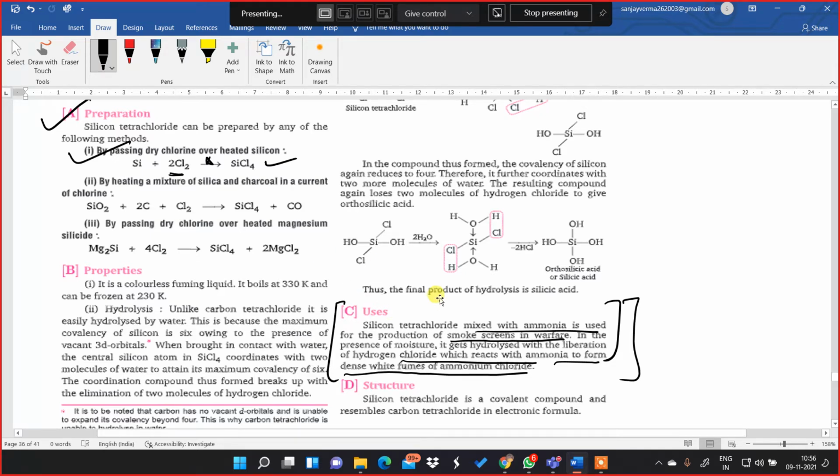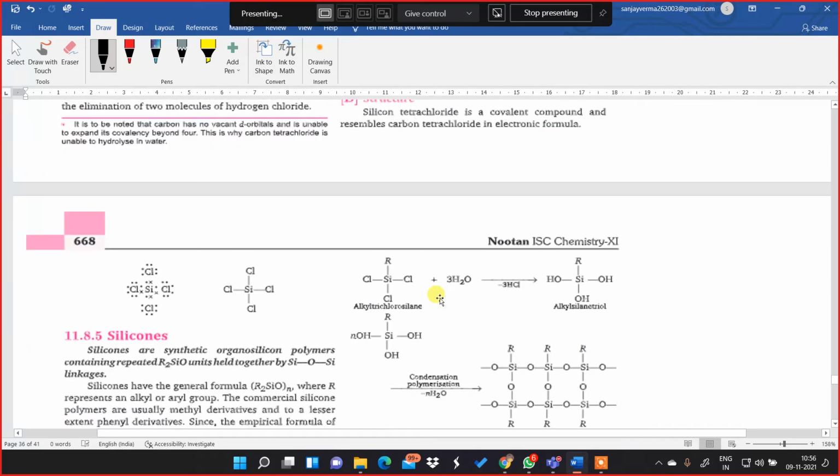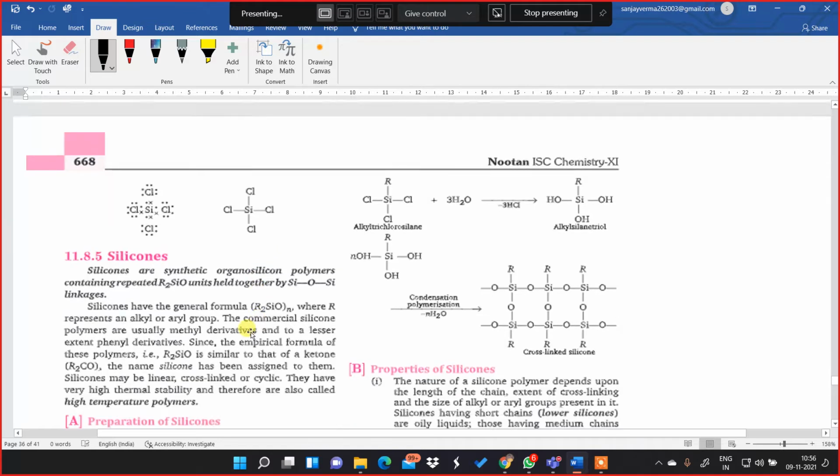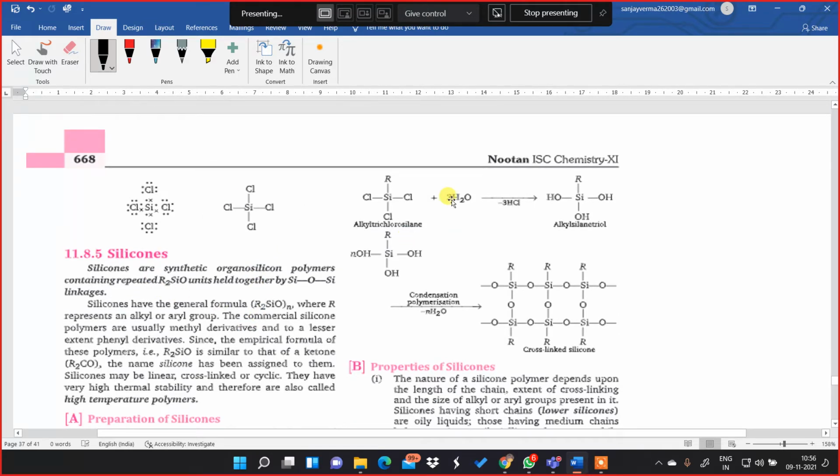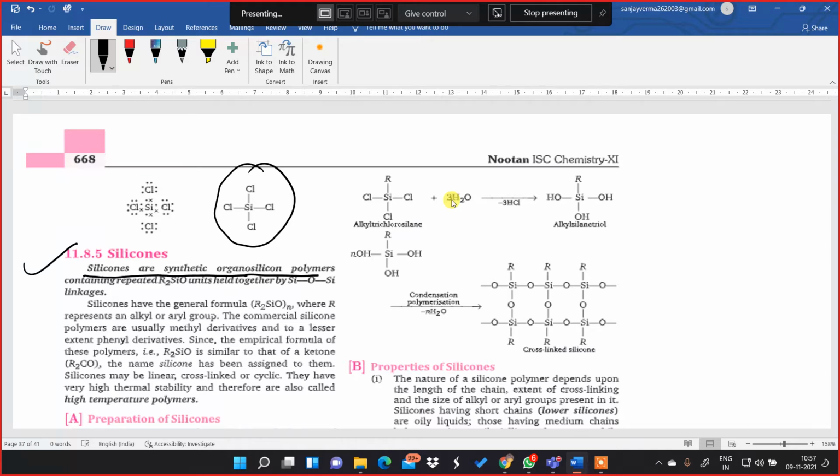After that, we come down to silicones. You can look at the structural formula of silicon tetrachloride. It is an easy formula, just for the sake of illustration only. Now, for silicones, the general method of preparation and uses are required. So what are silicones? They are synthetic organosilicon polymers containing repeated R2SiO units held together by Si-O-Si linkages.